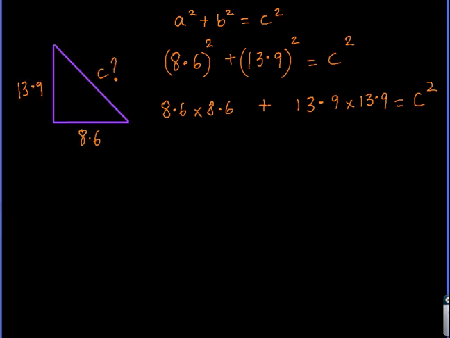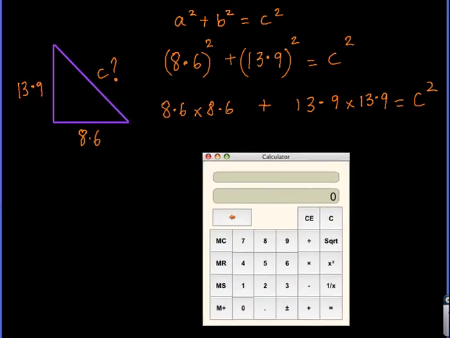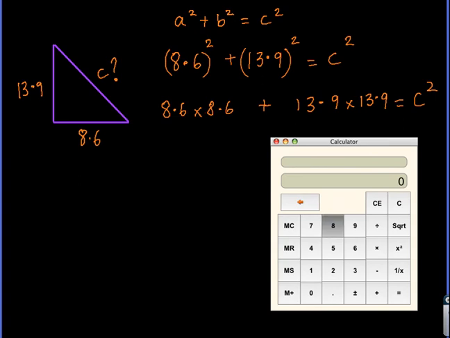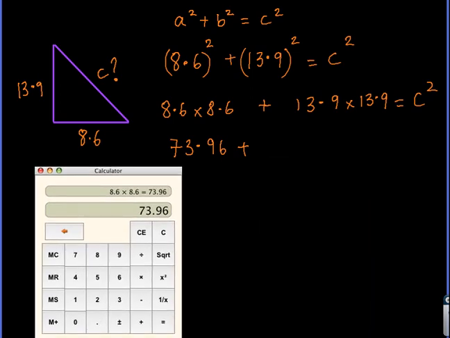So let's get my calculator out. So here's the calculator, and we're going to enter the first one. So 8.6 times 8.6, that gives me 73.96. So 73.96. And for the second one, we're going to do 13.9 times 13.9, and that gives me 193.21. That's equal to c squared.